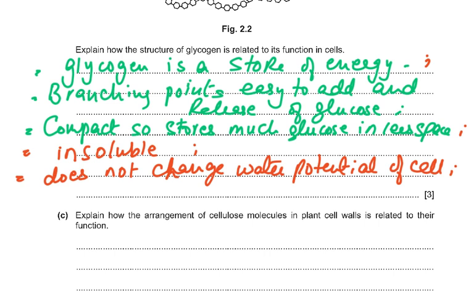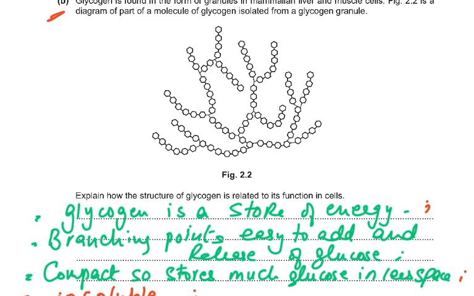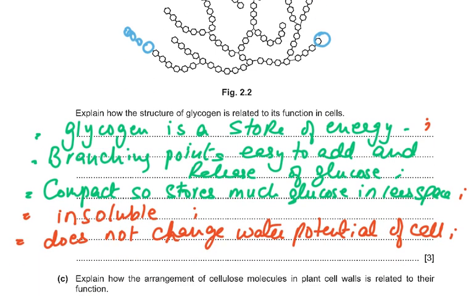Branching points, easy to add and release glucose. You see, this is a very nice thing. This can be easily removed. This glucose which is right at the end. There are lots of these at the end, so we can just remove one each, and then we have a lot of glucose entering the blood cell. And it's also easy to add another one to it if we need to add some more. So the idea is that many branching points allow easy, faster addition and release of glucose.